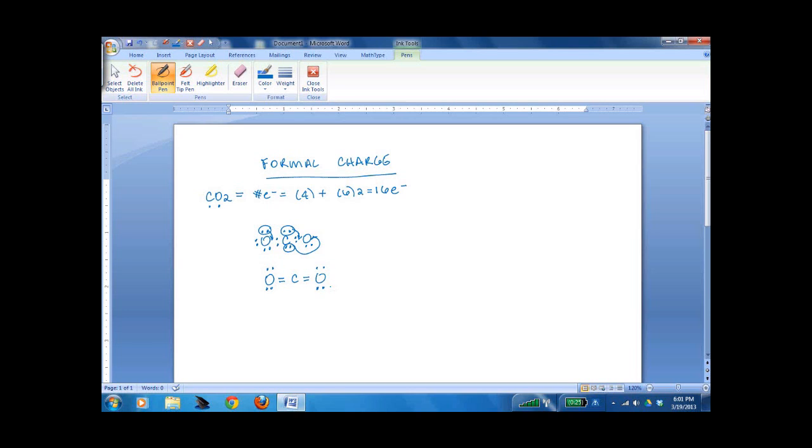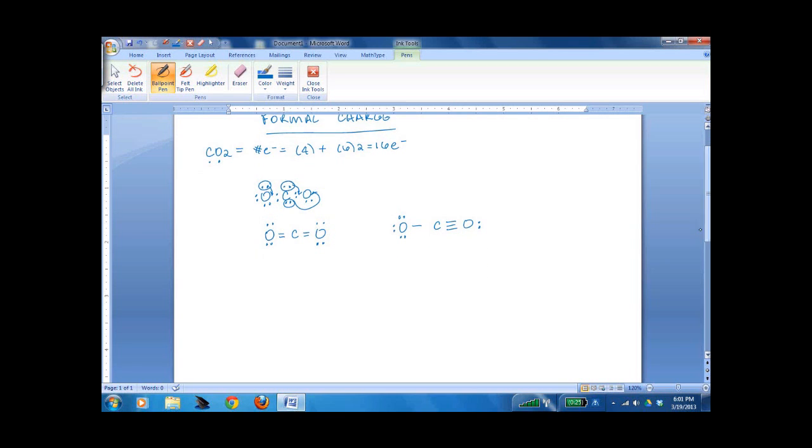Now, another resonance structure that we could have would incorporate a triple bond, and it would look something like this. And these are the ones that we looked at in class. And so we talked about calculating the formal charge. This is a way of keeping track of the electrical charges within a molecule. And it helps us decide which is the best structure when we have a resonance structure.